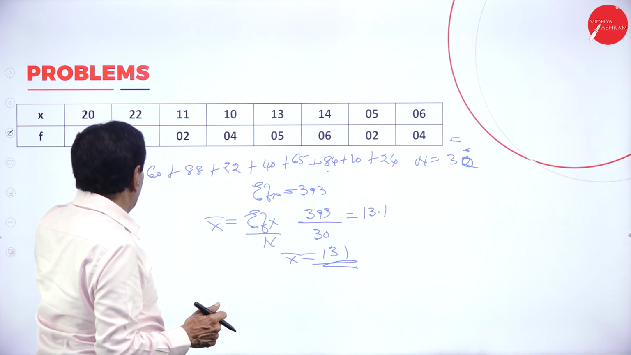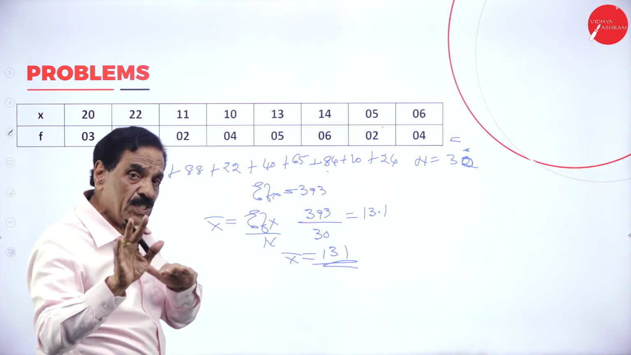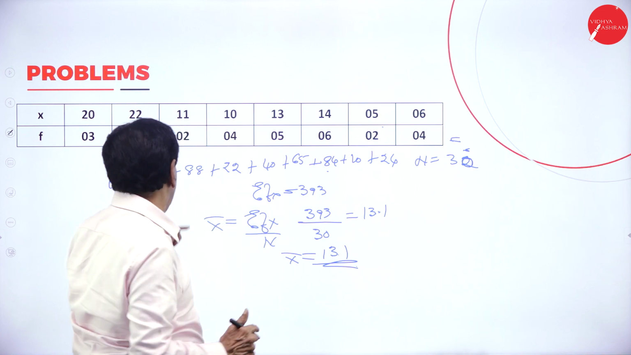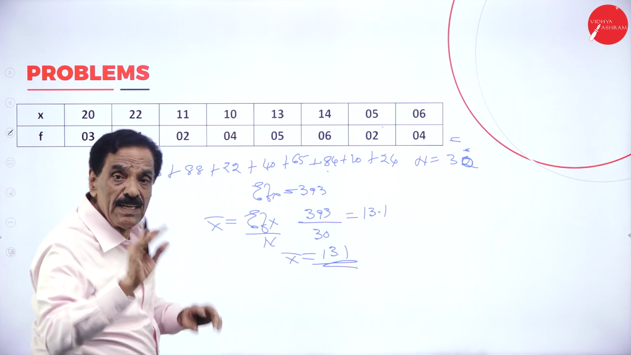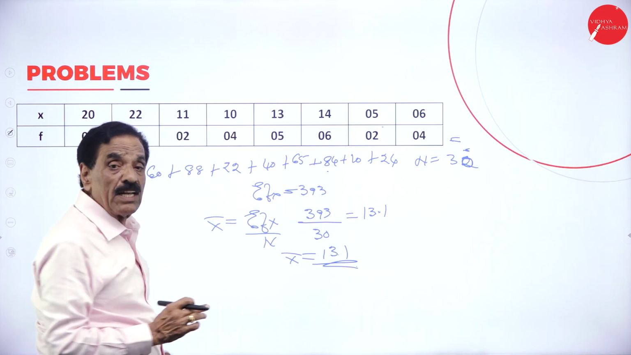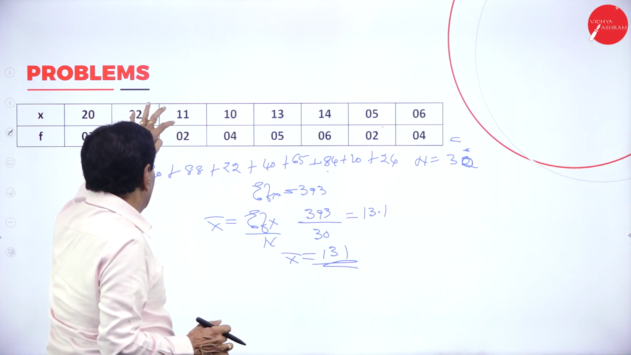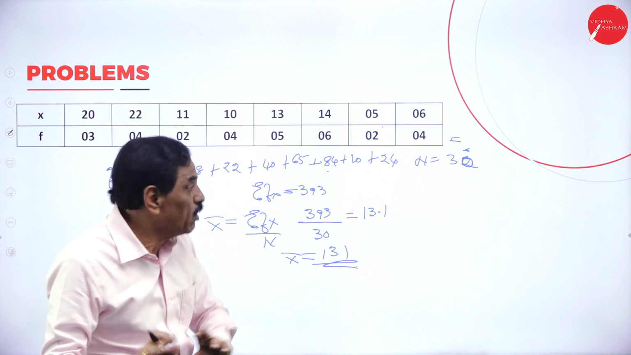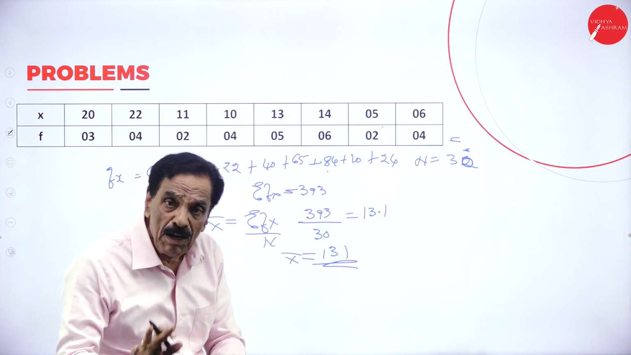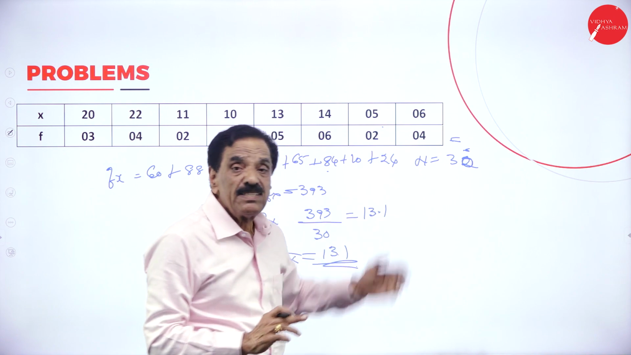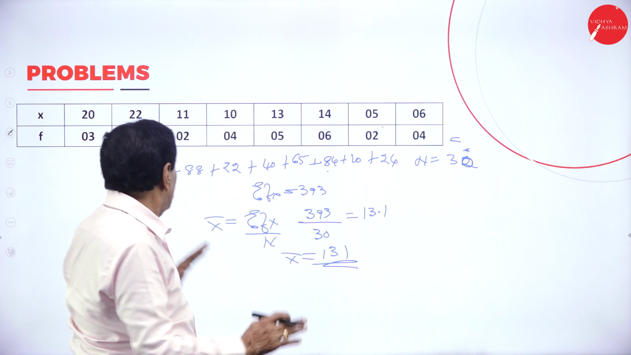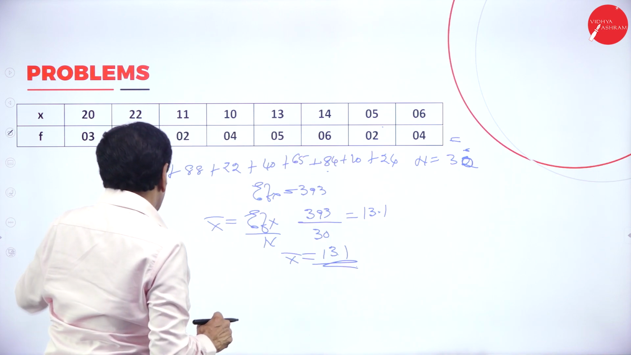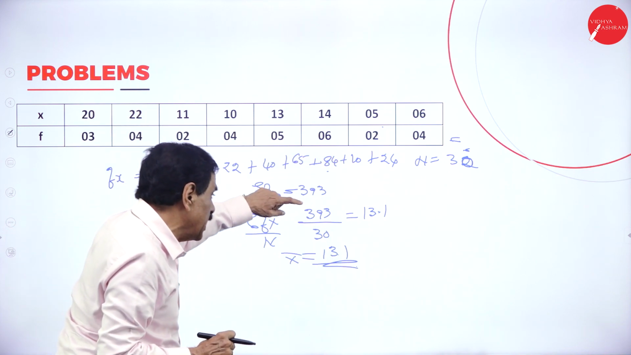But here it is not so. Here 3, 4, falling down to 2 means it is a variation. What is frequency? I told you, variation of a number. We mean to say that 20 can vary 3 times, 22 can vary 4 times, 11 can vary 2 times, 13 can vary 5 times, 14 can vary 6 times, 5 can vary 2 times, 6 can vary 4 times. So when I add the frequency, it is equal to 30. Then multiply the fx, no, it becomes 393.